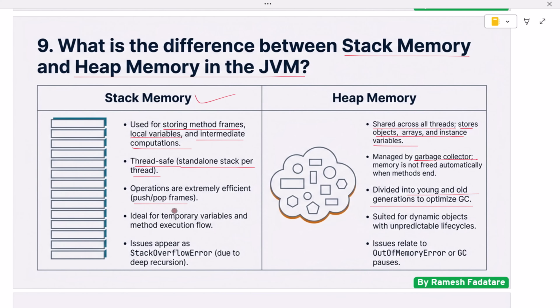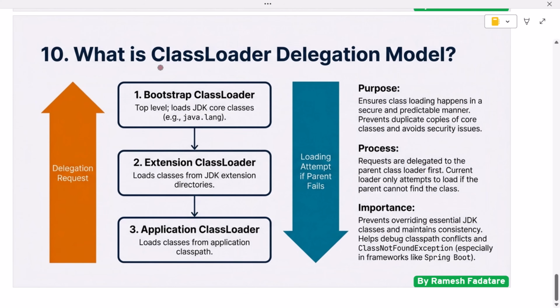Stack memory is ideal for temporary variables and method execution flow, while the heap is suited for dynamic objects with an unpredictable lifecycle. Most performance issues in Java applications, such as out-of-memory errors or GC pauses, relate to the heap. Stack issues usually appear as stack overflow errors due to deep recursion. Next, what is the class loader delegation model?